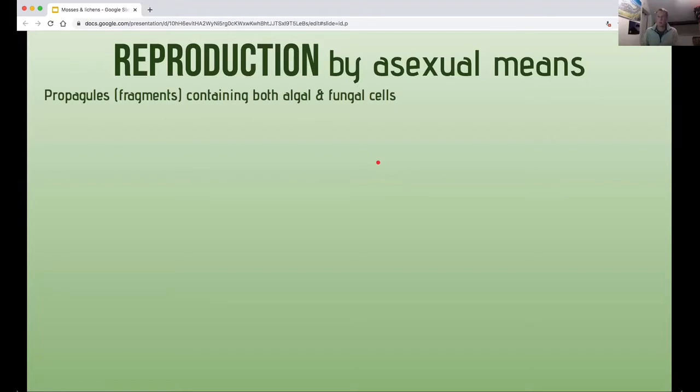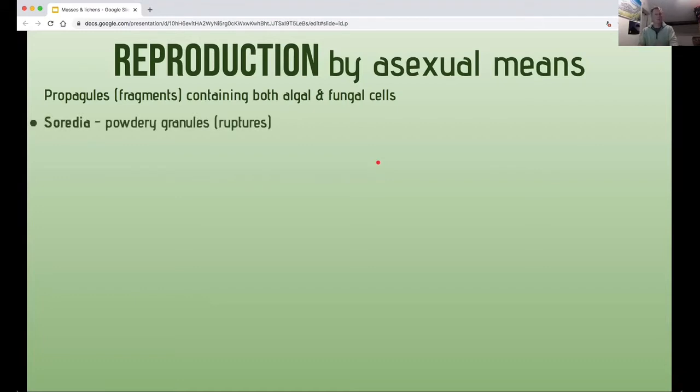Propagation and the propagules, for instance, when you take a cutting in horticulture, you propagate, you take a bit of the plant or the stem or the root, and you make a new plant from that. So plants do that naturally. Lichens also do that. They contain both algae and fungi cells, and they just break off.